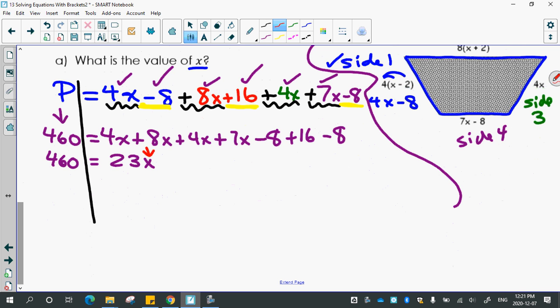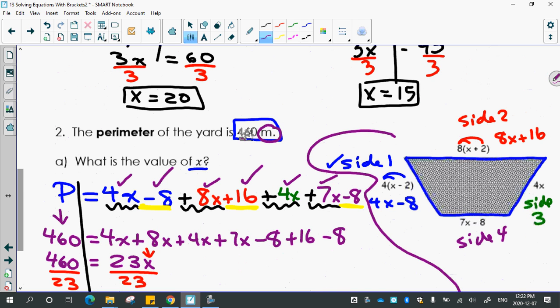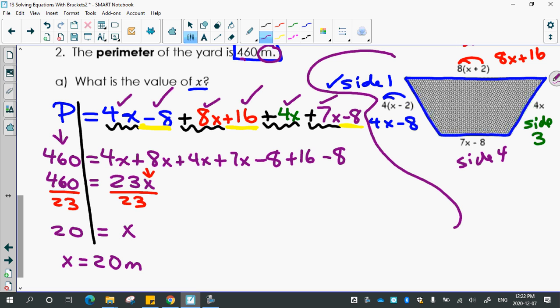So now your x is there, and you want to get it by itself. So you're going to divide both sides by 23. And you end up getting x is equal to 20. X is equal to 20. And is there units? Meters. There's units in the question, then there's units in your answer. So what is the value of x? You can put the 3 dots for therefore. X is equal to 20 meters.